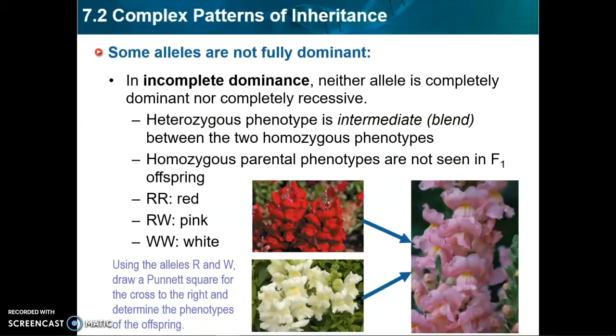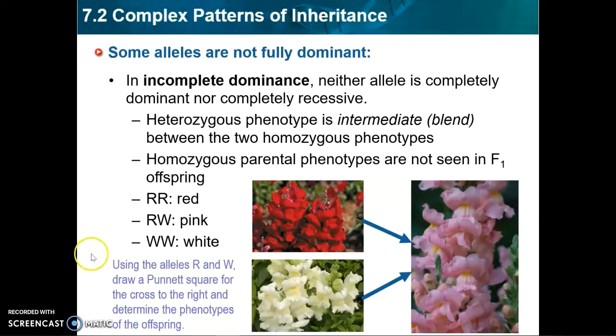Our first example that we're talking about is called incomplete dominance. So think of that word incomplete. Neither allele is completely dominant, nor is it completely recessive. What happens is when you have two contrasting alleles, they kind of blend together to make a third phenotype, which is some kind of intermediate.